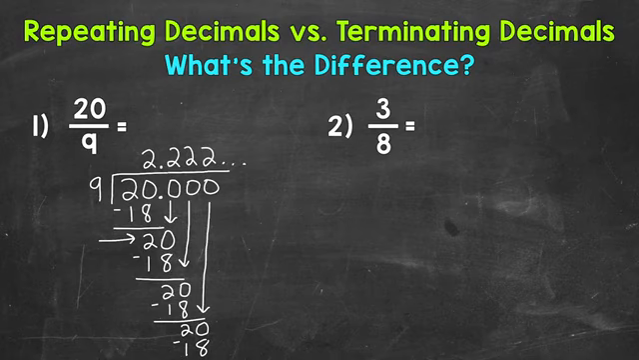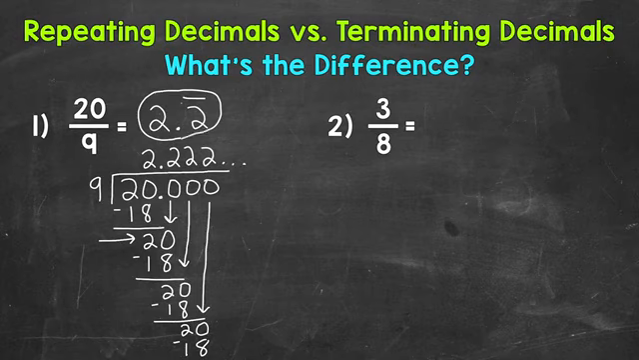So we can write our answer like this. 2 decimal 2, and then put a bar above the decimal portion that repeats. So we have a 2 that repeats. So put the bar above the 2, and that shows that we have a repeating 2. This is called bar notation. So our final answer, 2 and 2 repeating.